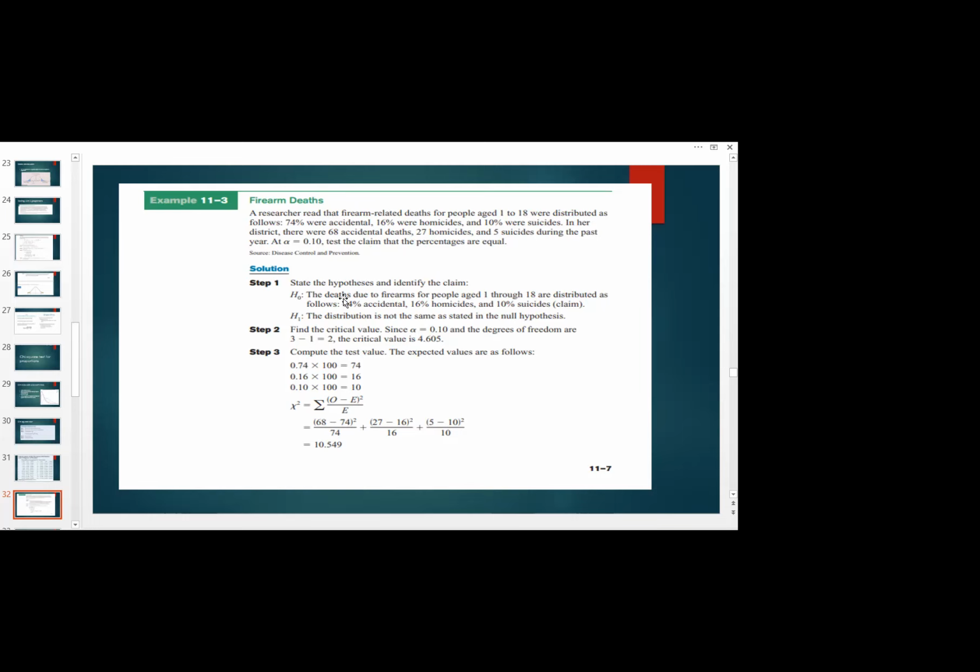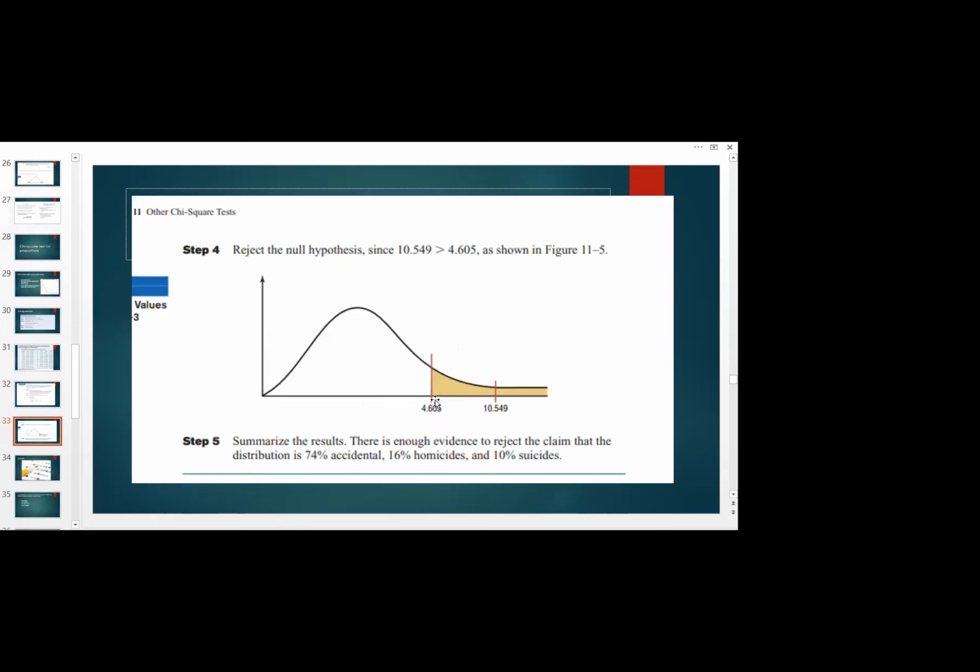Now step 1 is they will state both the null hypothesis and the alternate hypothesis. Then we find the critical value. Since alpha is 0.1, the degree of freedom in this case is 3 minus 1 equals 2. So after looking at the critical value, we find it to be 4.605. Then we compute the test value. The formula is chi-square is equal to observed minus expected square divided by expected. So the value comes to be 10.549. So this value is more than the critical value, which was 4.605. So we will reject the null hypothesis.